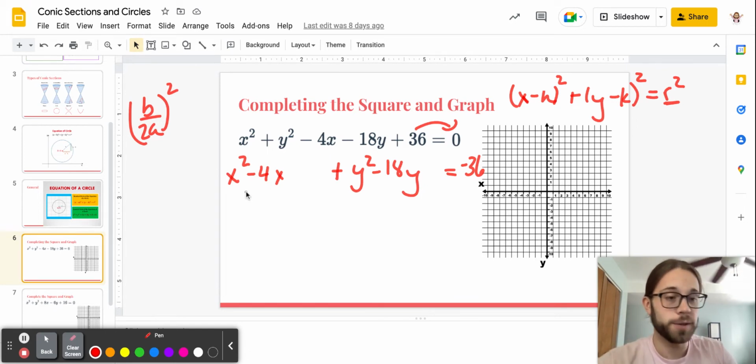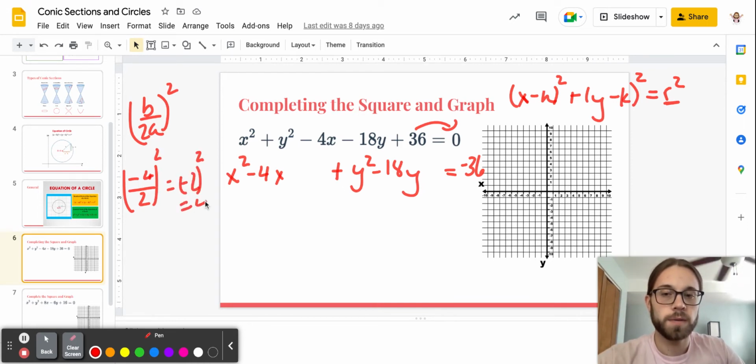Now, this is nice. There's no a value here. Or I shouldn't say there's no a value. The a value is 1. So really, in this case it just ends up being negative 4 over 2. Then you're going to square it. So we get negative 2 squared equals 4.